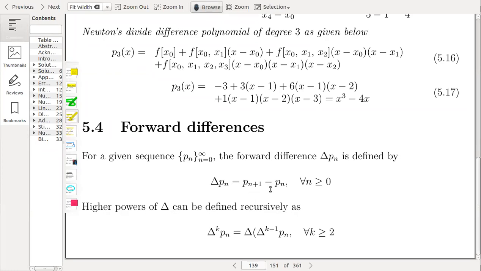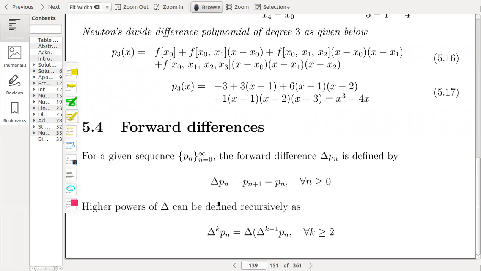the difference of the roots. Pn can be a polynomial of degree n, and Pn plus 1 can be a polynomial of degree n plus 1. So higher powers of this forward difference can be calculated recursively as follows. For example, if we want to calculate the second order forward difference of this polynomial, we need to operate another time this forward difference on both sides.